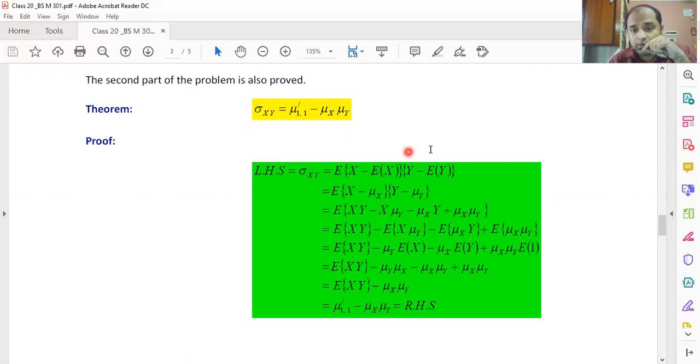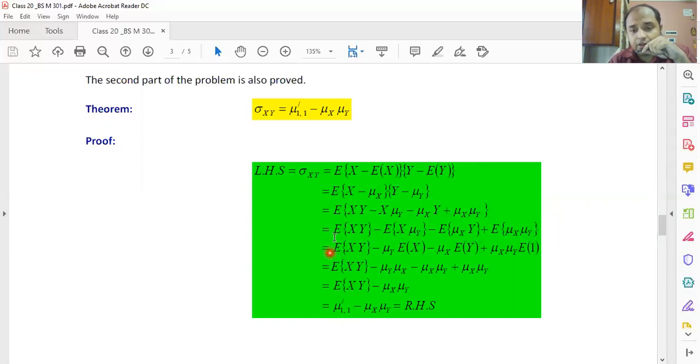Now here also I am doing the same thing. In place of Ex and Ey, I am putting their values mu x and mu y. These are not the values actually, these are the notations for Ex and Ey. I'm multiplying the terms, so we get xy minus capital X into mu y minus mu x into capital Y plus mu x into mu y. I'm operating expectation on each of these terms.